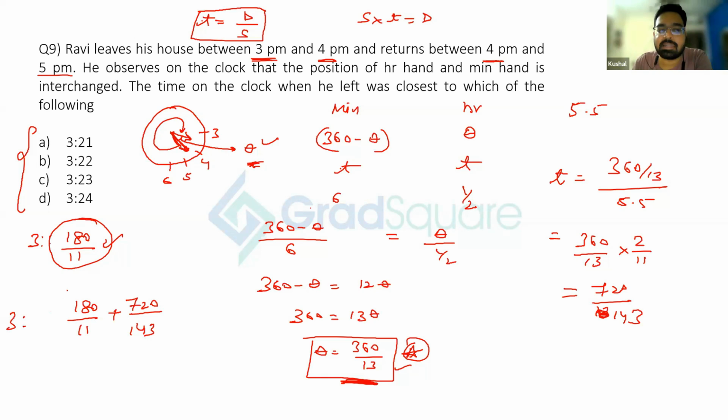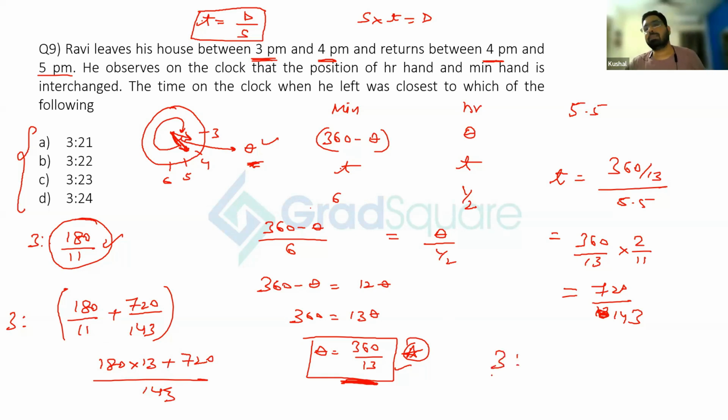3 hours will definitely be there, and this addition will give me the timings that should be there on the clock. So it should be 180 into 13 plus 720 divided by 143. That should give me the value. Now this calculation has to be performed. We can perform that on the calculators and understand how much this value gives you. So if you do 180 into 13 plus 720, which will be 3060, by 143, is what you are getting.